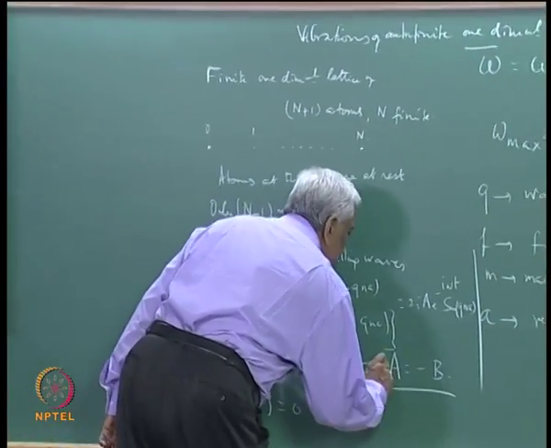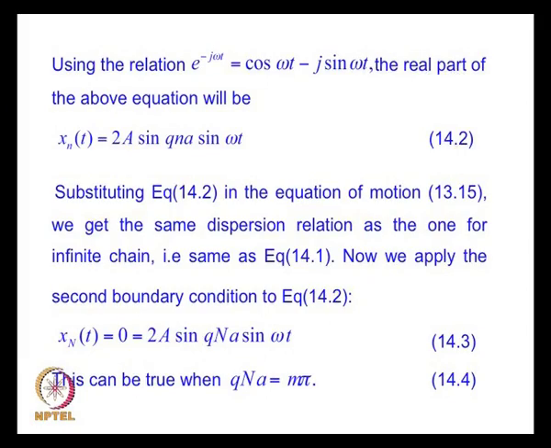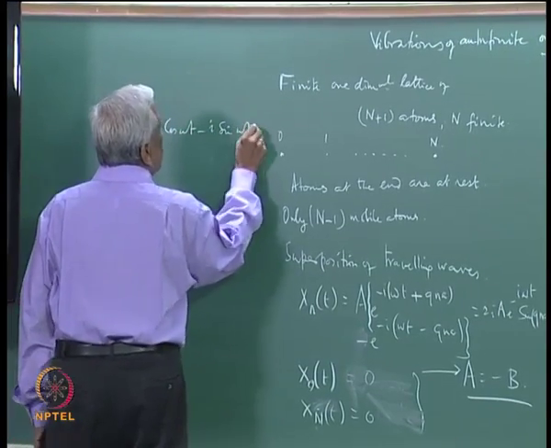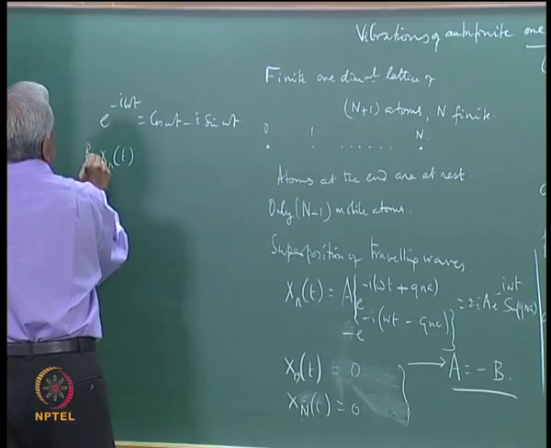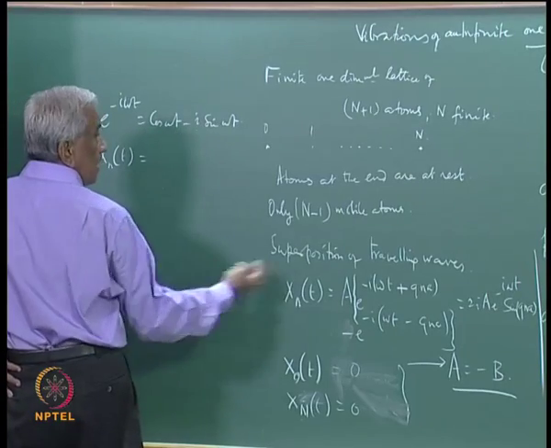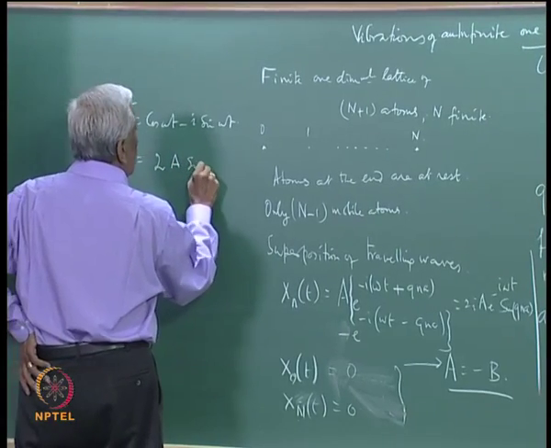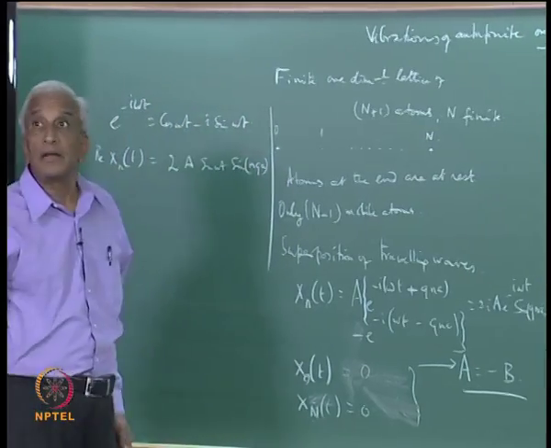Because of this boundary condition, since e to the power minus i omega t is nothing but cos omega t minus i sin omega t, the real part of this solution is just, if you take this, this will become i times this. So, this will be 2a sin omega t sin n q a, that will be the real part.